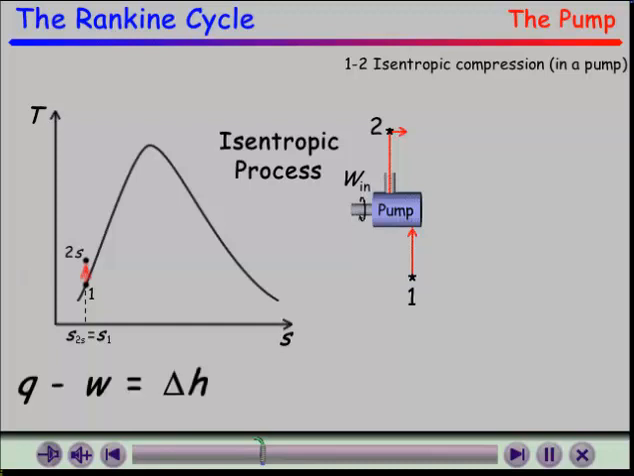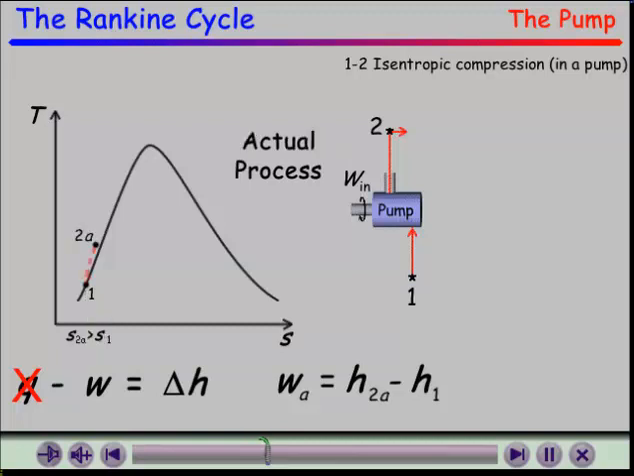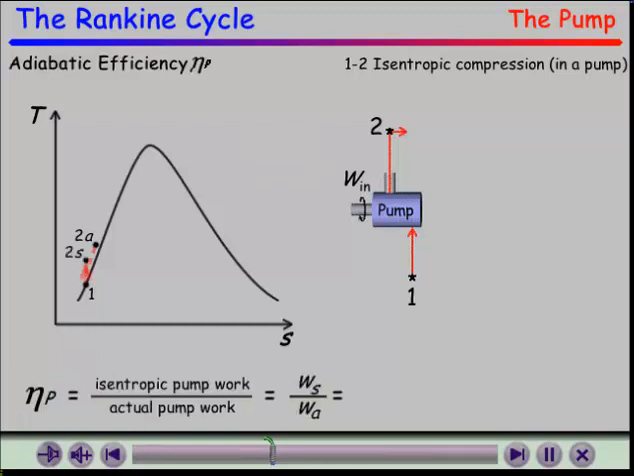When we apply the first law of thermodynamics to the pump, we find that the work input required is equal to the change in enthalpy between the 2 state points. In the actual process, the required work input is greater due to the irreversibilities in the pump. The adiabatic efficiency of the pump can be measured by the ratio of the isentropic work input to the actual work input.